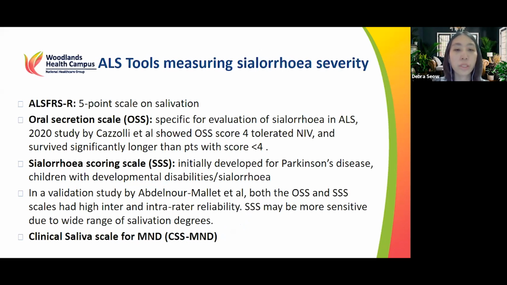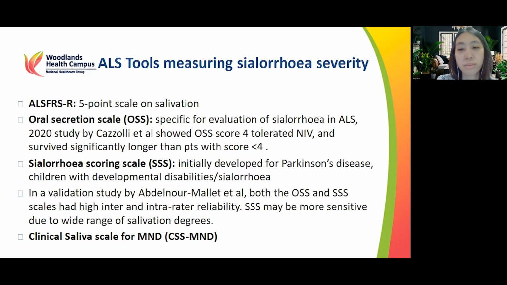There are certain tools that we use to measure sialorrhea severity. The main one that we know of is the ALSFRS-R, the 5-point scale on salivation, whereby normal is 4, slight but definite excess of saliva in the mouth, and may have nighttime drooling is 3, moderately excessive saliva, may have minimal drooling is 2, marked excess of saliva with some drooling is 1, marked drooling requiring constant tissue or handkerchief is 0.